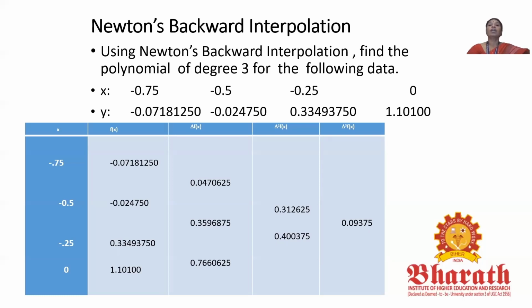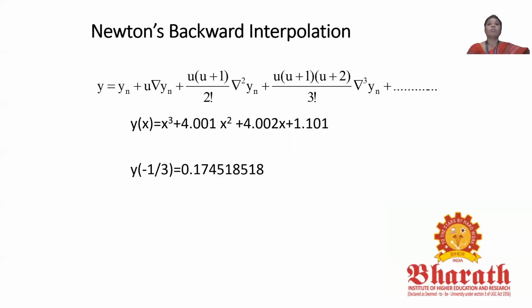Now we are coming to the third order derivative, that is del cube f of x. For that, you have to take this way: 0.400375 minus 0.312625 will give you 0.09375. So the tabular column is over. Now you are going to use Newton's backward interpolation formula.